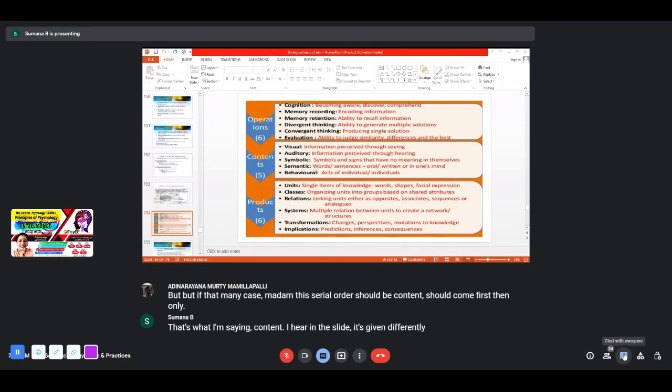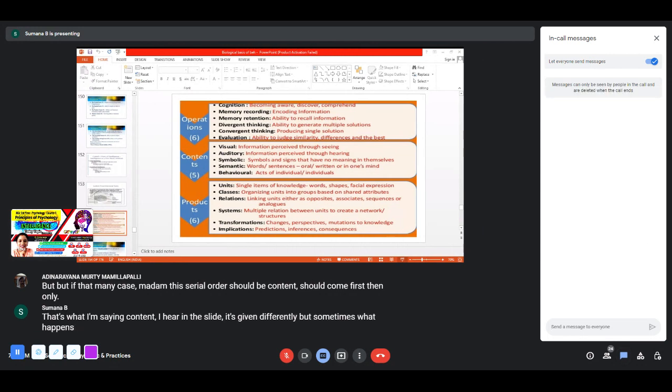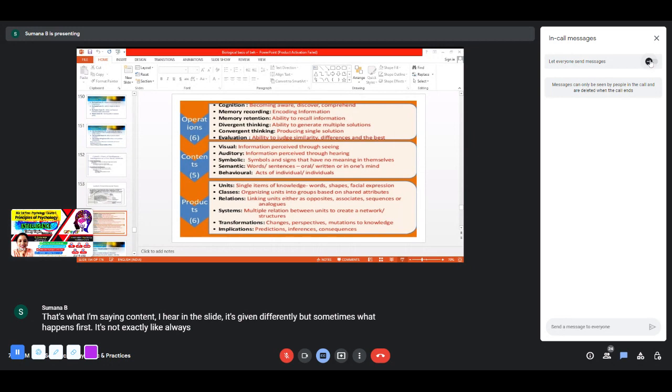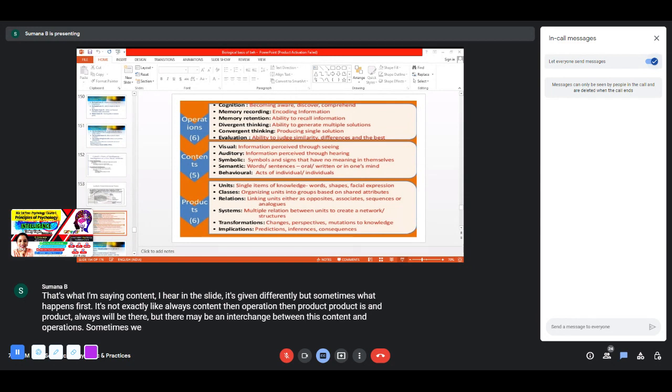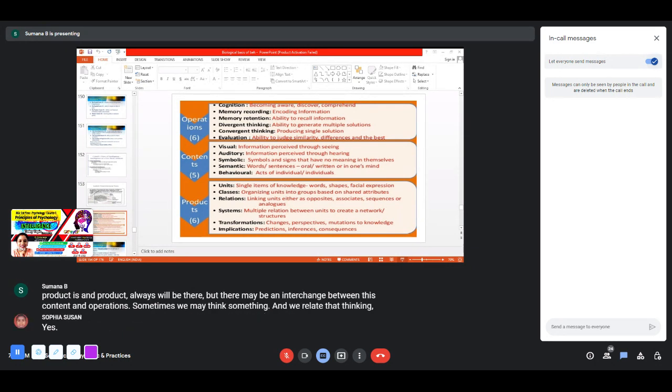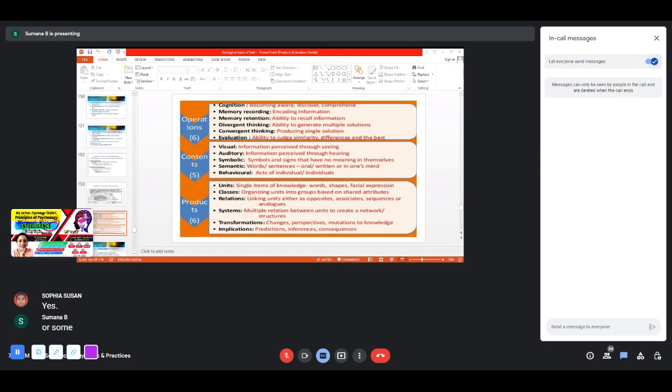But sometimes what happens is, it's not exactly always content, then operation, then product. The end product will always be there, but there may be an interchange between content and operations. Sometimes we may think something and we relate that thinking or memory or some information to the symbols or signs.